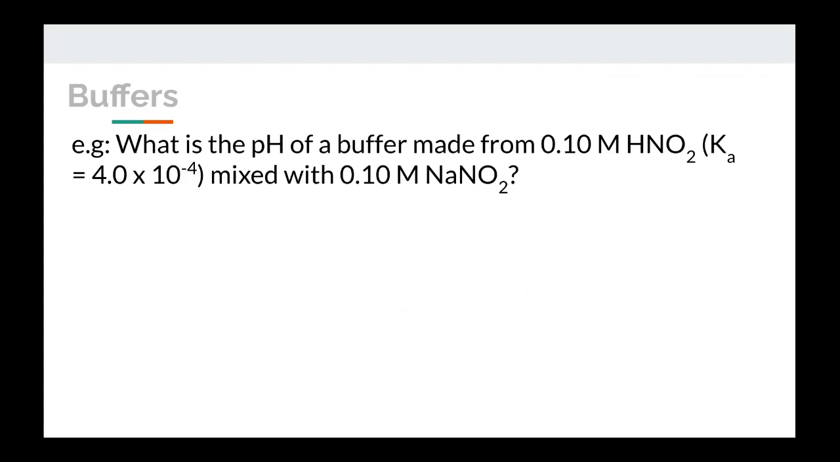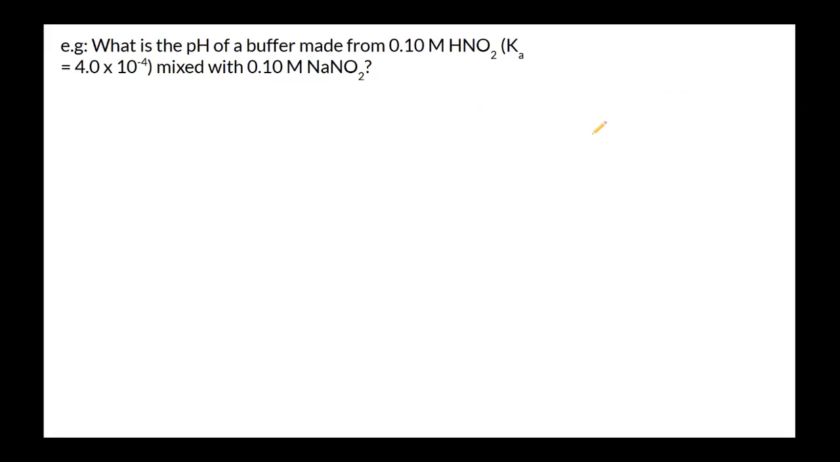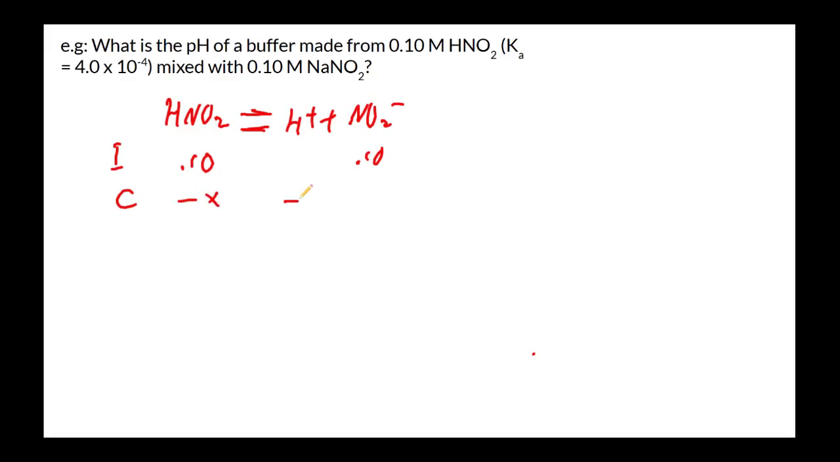Let's switch to a workspace that has more room to work and work out some of these problems. To get started, let's make a rice chart. Here's the equilibrium that will be established. It's HNO2 in equilibrium with H plus and NO2 minus. Initially, we have 0.10 molar HNO2 and also 0.10 molar NO2 minus. The stoichiometry is all 1-to-1 here, so this is going to be a minus X, a plus X, and a plus X. At equilibrium, this will be 0.10 minus X, this will be X, and this will be 0.10 plus X.